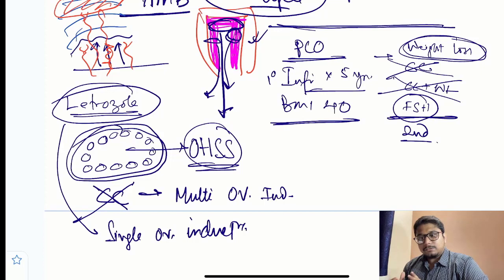So the first line ovulation induction agent, ovulation is the primary problem for PCO. So you have to give ovulation induction, and that ovulation induction has to be letrozole. That is the first line drug, not CC at all. So CC options are gone, and that leaves us with a second line ovulation induction agent, which is definitely not a very good answer at this point of time, and weight loss. So our best answer is weight loss in this question.